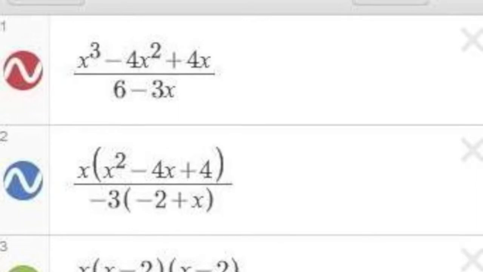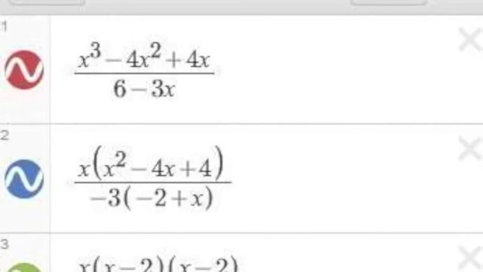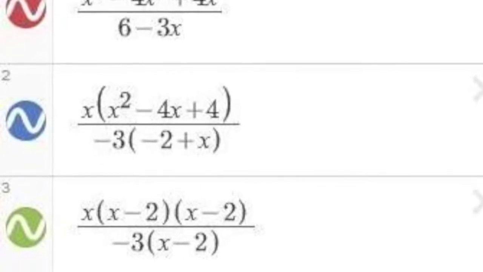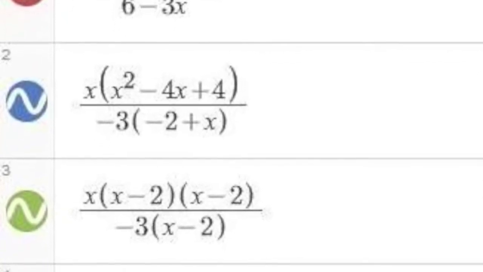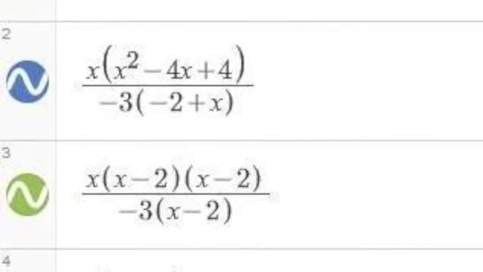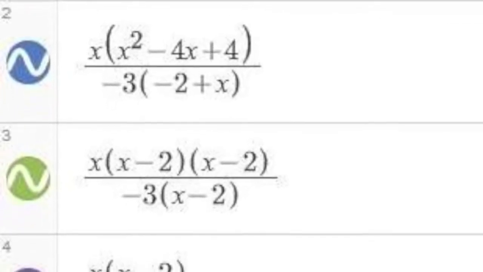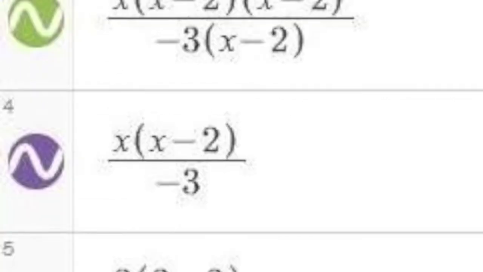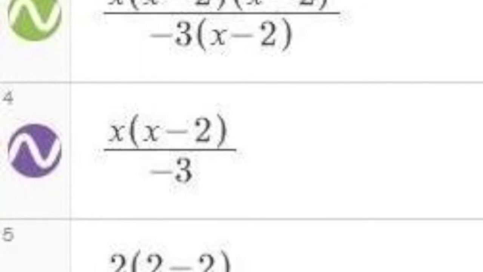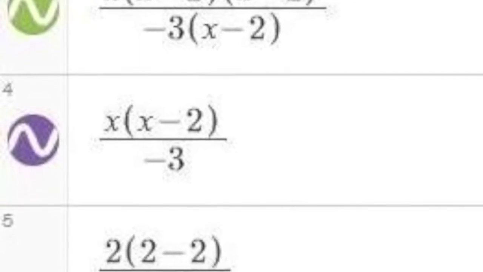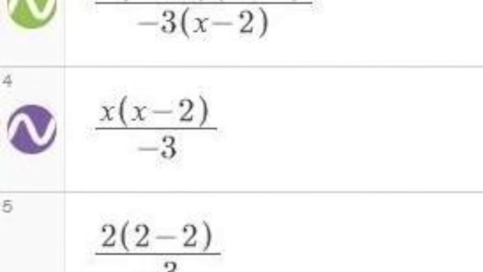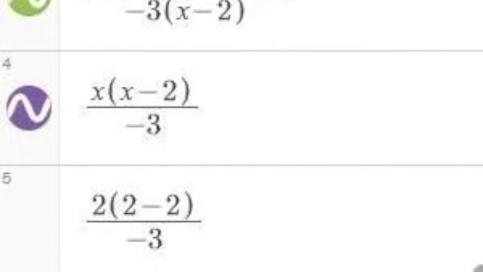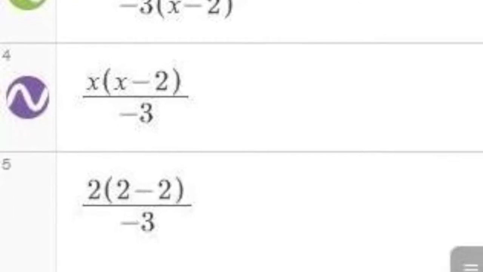Now that I factor that, I am gonna erase the x minus 2 from the top and the x minus 2 from the bottom. What I am gonna have left is x, open parentheses, x minus 2, close parentheses, divided by 3. Now that I already simplified the problem, I'm gonna plug in the limit, that is 2, so I'm gonna plug it in the x's.